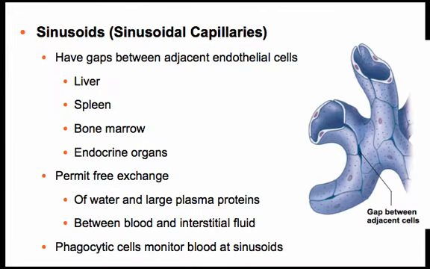Sinusoidal capillaries have gaps between the adjacent endothelial cells. They are found in the liver, spleen, bone marrow, and endocrine organs. They permit a free exchange of water, and large plasma proteins can escape from the blood and enter the interstitial fluid. Phagocytic cells monitor the blood for pathogens at the sinusoids.